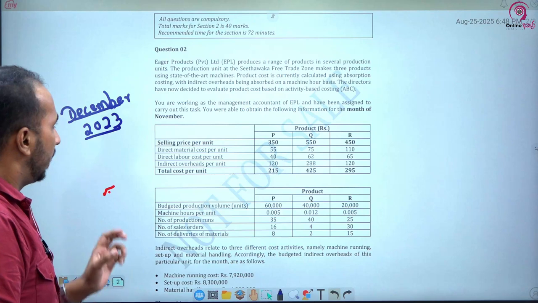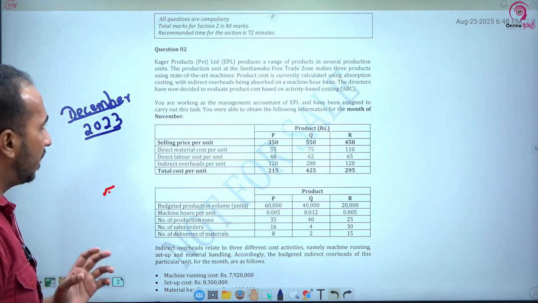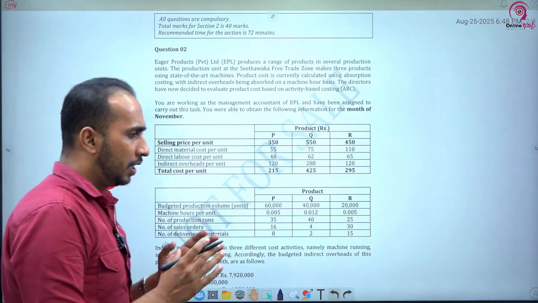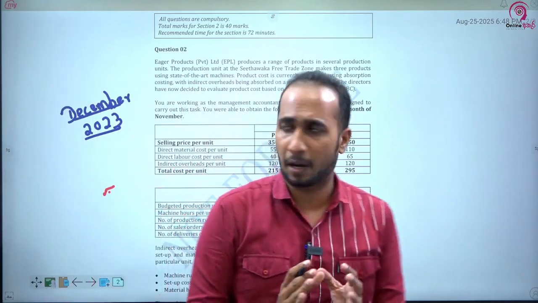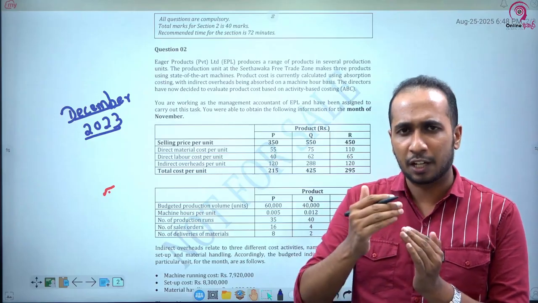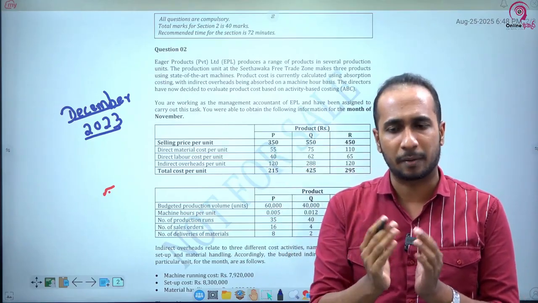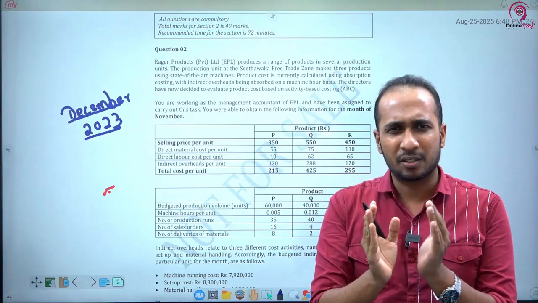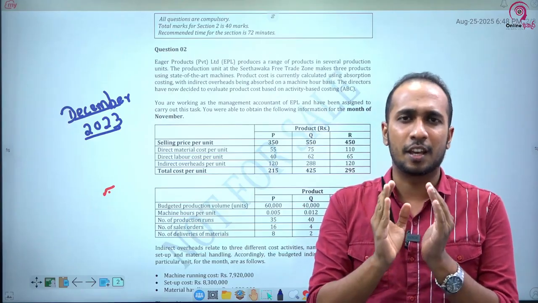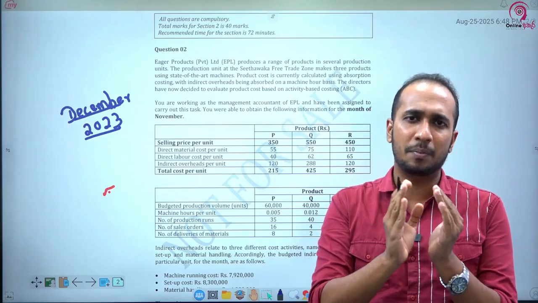See, CCC Products Limited produces a range of products in several production units. Okay, now the company is CCC Products Private Limited, no? Yes, the company produces a range of products. See, our criteria is satisfied. What is that? I told you that these costing methods are necessary if an organization manufactures more than one product.